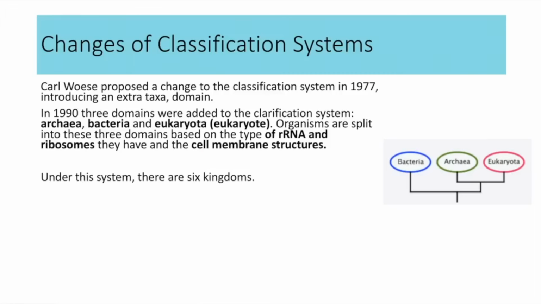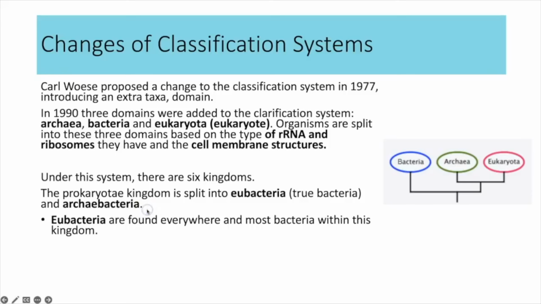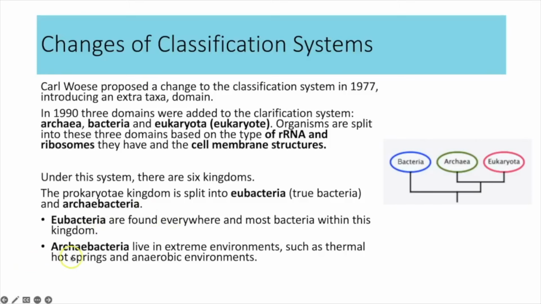So under this system, there are actually six kingdoms, because the prokaryotic kingdom is split into eubacteria, which is the true bacteria, and archaea bacteria. Eubacteria are found everywhere, and most bacteria fall within that kingdom. The archaea bacteria live in extreme environments, such as thermal hot springs and anaerobic environments.